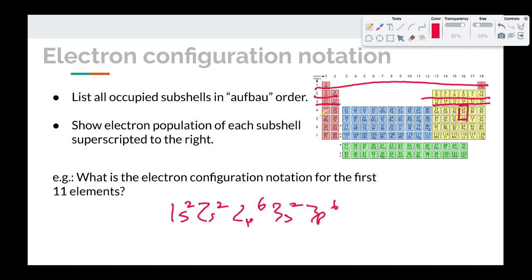Then period 4, which starts out with 4s2. And then it goes to 3d, because remember the d's are 1 less than the row number. 3d all the way to 10. And then back up to 4, because p's are the same as the row number. 4p, 1, 2, 3, 4. So that's how you can just look at the periodic table and kind of trace your way through and write down your electron configuration notation.